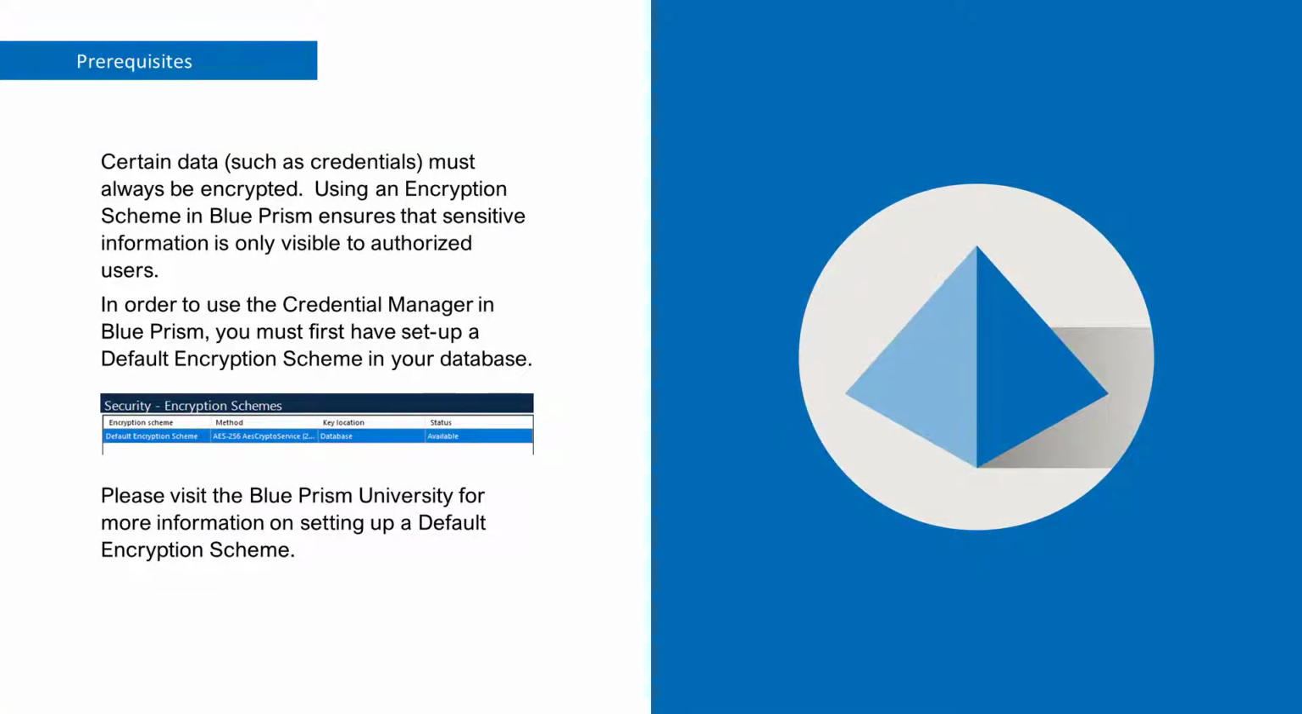Certain data, such as credentials, must always be encrypted. Using an encryption scheme in Blue Prism ensures that sensitive information is only visible to authorized users. In order to use the Credential Manager in Blue Prism, you must first have set up a default encryption scheme in your database. Please visit the Blue Prism University for more information on setting up a default encryption scheme.